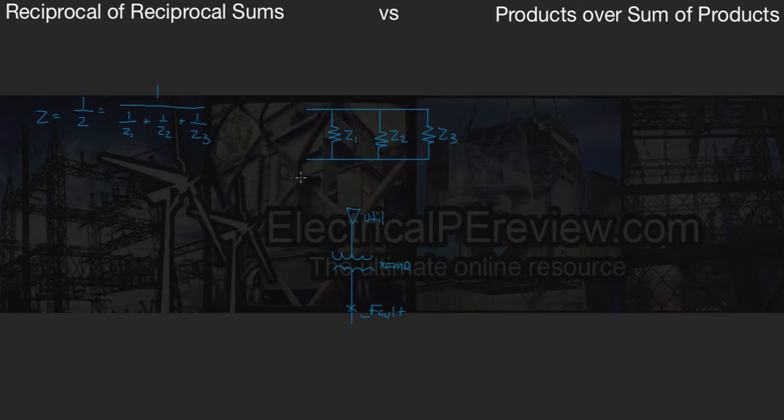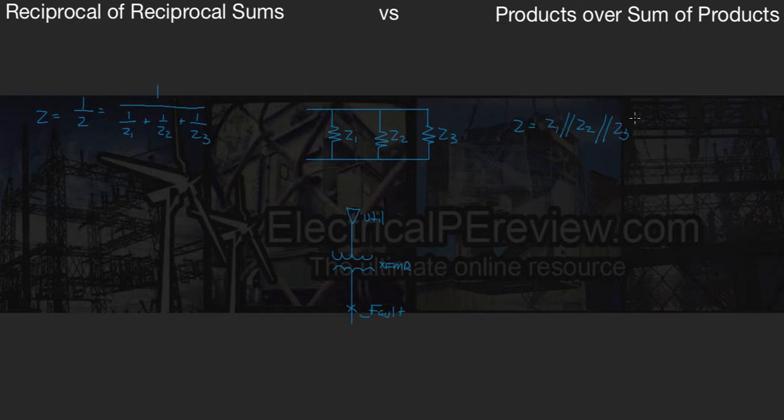Now, a lot of times you're going to see me do something like this. Instead of writing the reciprocal of the reciprocal sums, I'm going to write something like this. Z equals Z1 in parallel with Z2 in parallel with Z3. This is just some notation I picked up from a math professor a while ago, and it stuck with me. I don't think it actually means anything other than a reminder that Z1, Z2 and Z3 are all in parallel, and that's just two parallel lines.